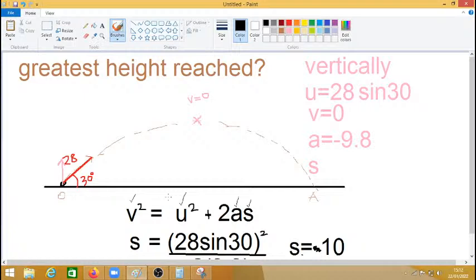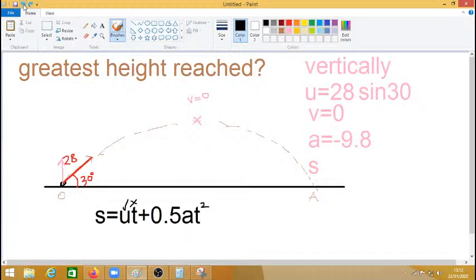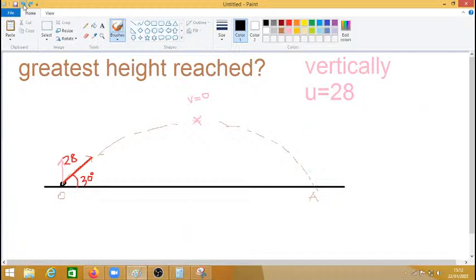Welcome back to the projectiles lesson. Now we've worked out that the greatest height is 10. Let's see what else we can work out. So in a question like this, the first key fact to know is that at the greatest height, the vertical velocity is equal to 0. Doesn't mean the horizontal velocity is equal to 0, but just the vertical velocity. It means it's no longer rising.